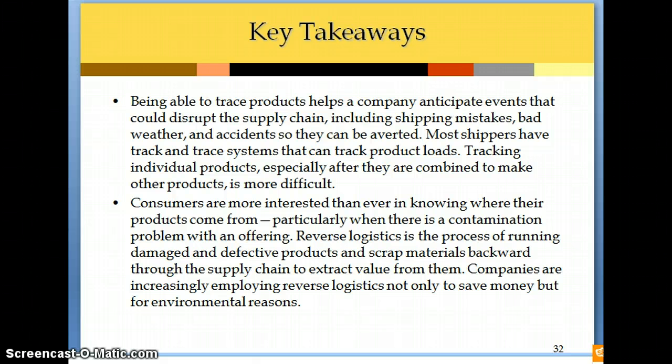Consumers are more interested than ever in knowing where their products come from, particularly where there's a contamination problem with an offering. Reverse logistics is the process of running damaged and defective products and scrap material backward through the supply chain to extract more value from them. Companies are increasingly employing reverse logistics not only to save money, but also for environmental reasons.